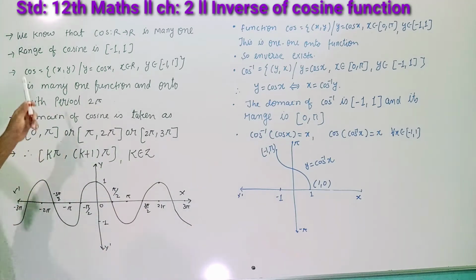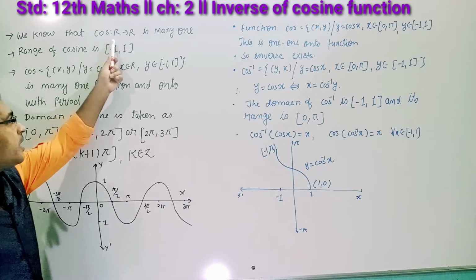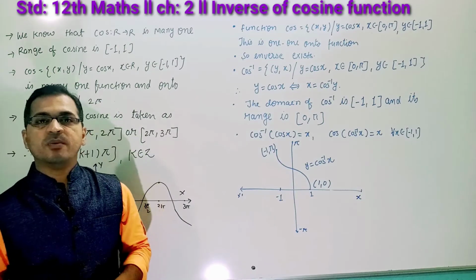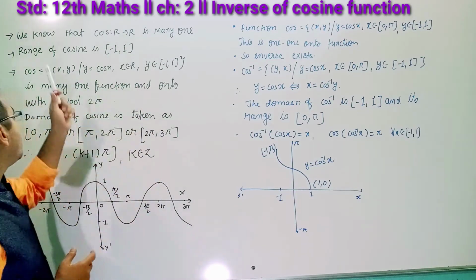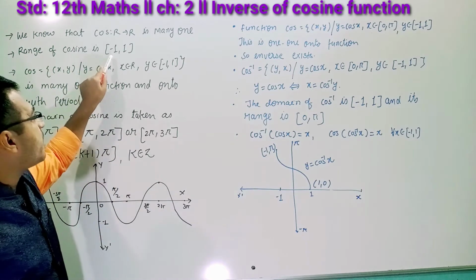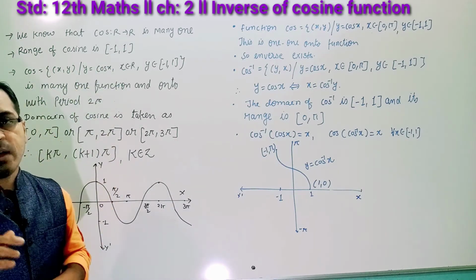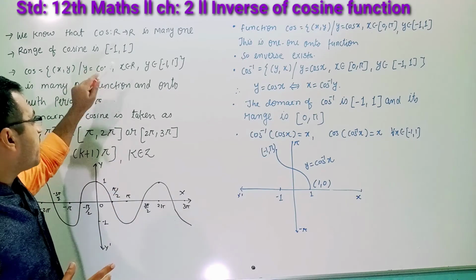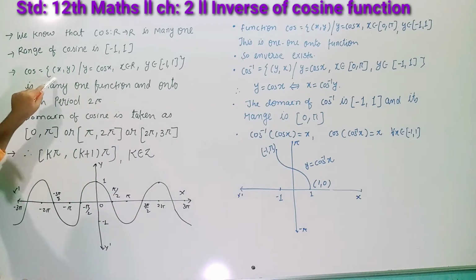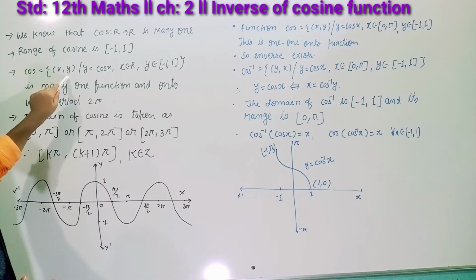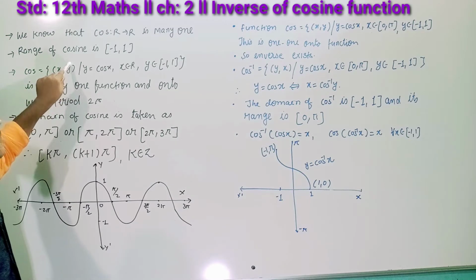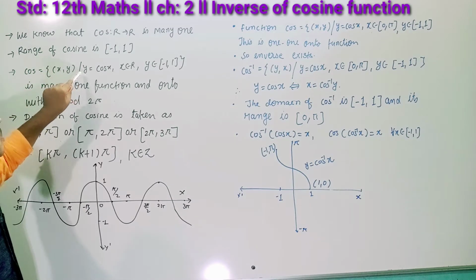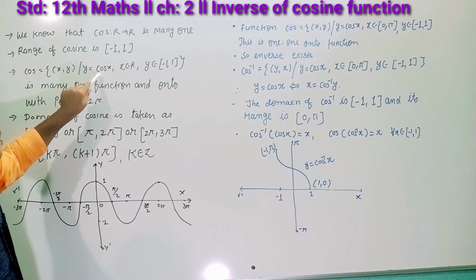Okay students, here we can see that cos defined from R to R is a many one function, and the range of cosine is what? -1 to 1. Range of cos function is -1 to 1. So cos function can be defined in that way, x and y. X is domain and y is range. So y is equal to cos x.